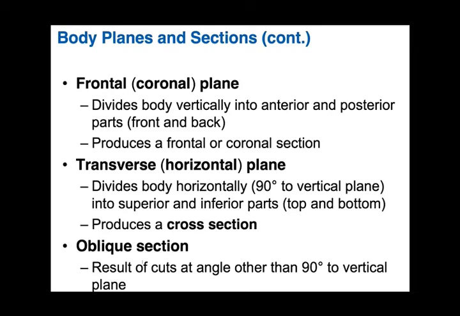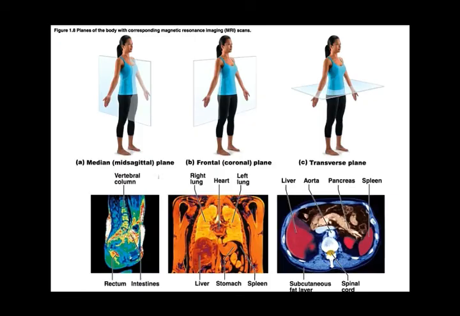Then comes the oblique section. It is the result of a cut at an angle other than 90 degrees to the vertical plane. Whenever there is a deviation from 90 degrees, and the body is cut at a particular angle, it is called oblique.